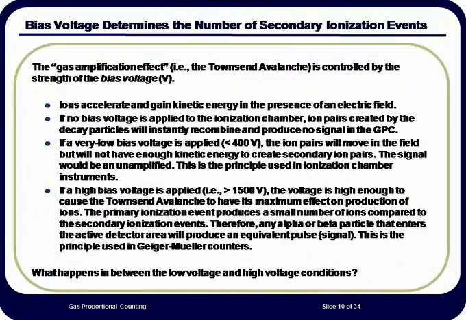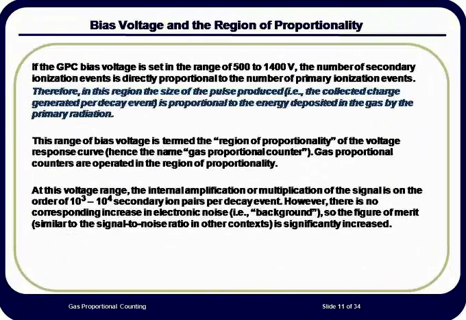So what happens in between 400 volts and 1500 volts? In that mid-voltage range, the number of primary ionization events is directly proportional to the amplified pulse produced as a result of the Townsend avalanche. Thus, the final pulse height is proportional to the initial energy deposited in the gas proportional detector cell.